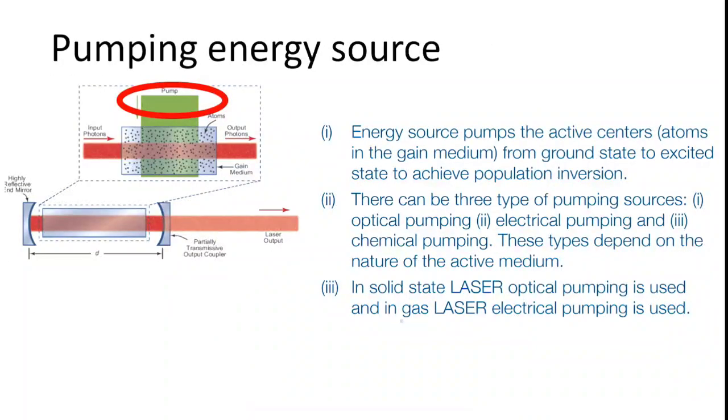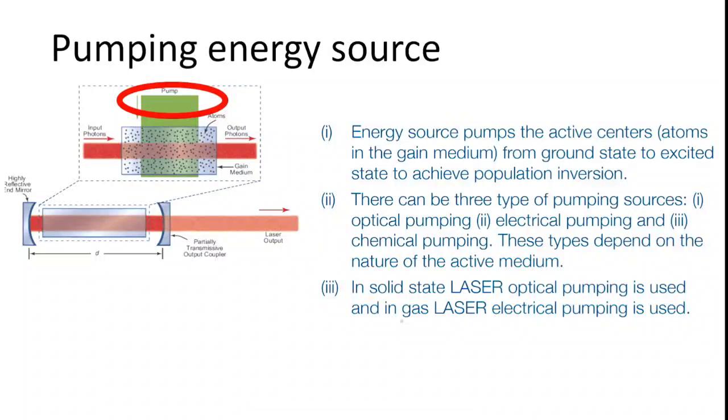Pumping energy source. The energy source pumps the active centers from ground state to excited state to achieve population inversion. There can be three types of pumping sources: one is optical pumping, then electrical pumping, and chemical pumping. These types depend on the nature of the active medium. In a solid state laser, optical pumping is used, and in a gas laser, electrical pumping is used.